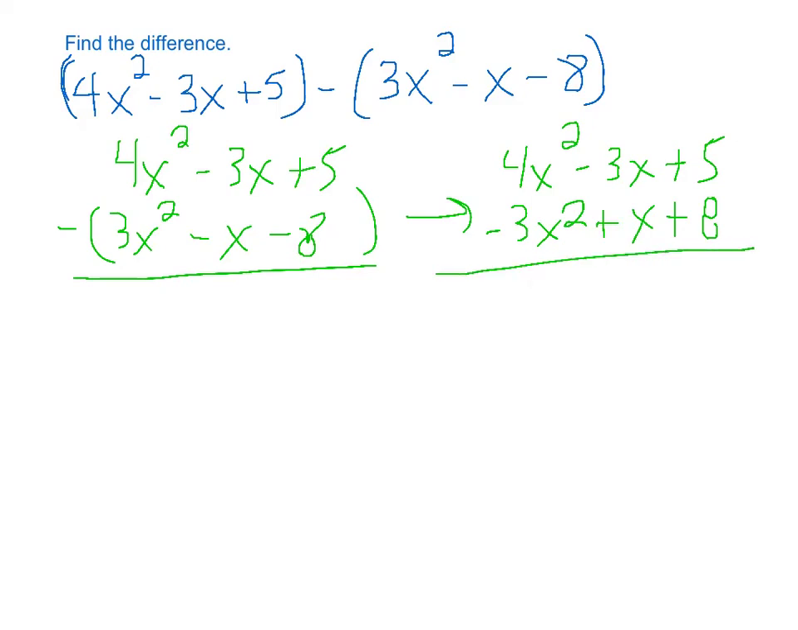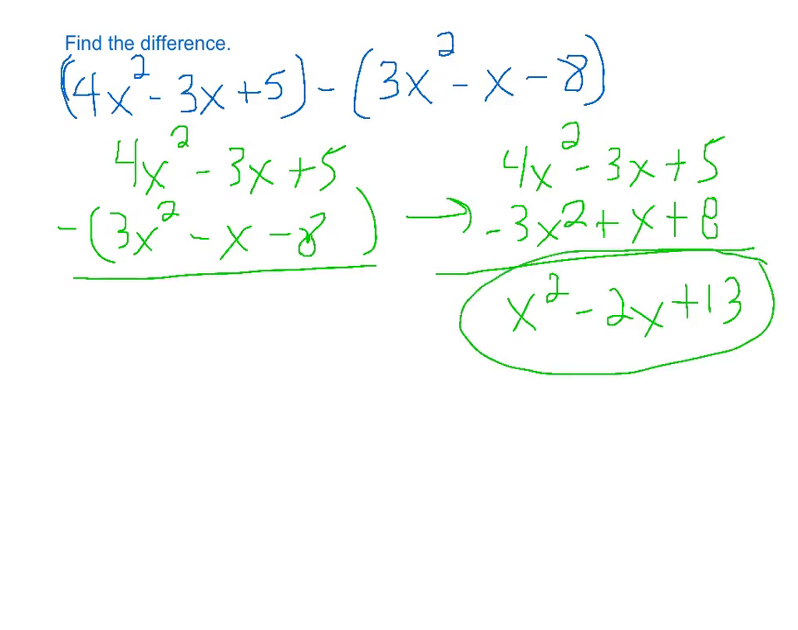We have 4x squared minus 3x squared. We get 1x squared. If we take negative 3x and we add x, we get negative 2x. And if we take 5 and 8 together, we get 13. That's as simple as we can make it. None of those are like terms. That's what we get when we find the difference of those two polynomials.